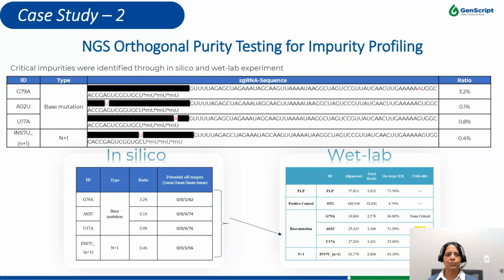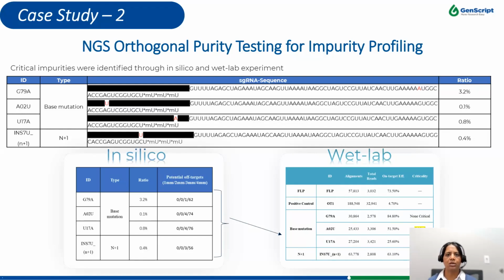Using in silico prediction, we assess whether these mutations would have any off-target potential in gene editing experiments. And we discovered that certain mutations such as A2U and U2A have a higher potential to cause off-target effects. To confirm this, we performed the wet lab test.